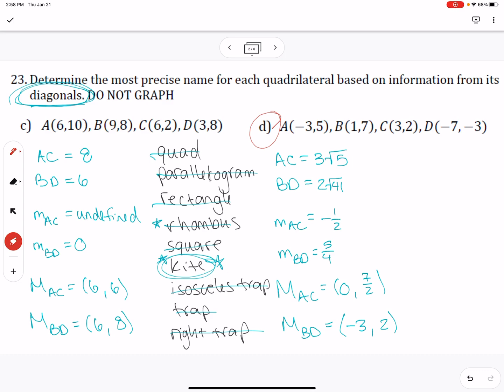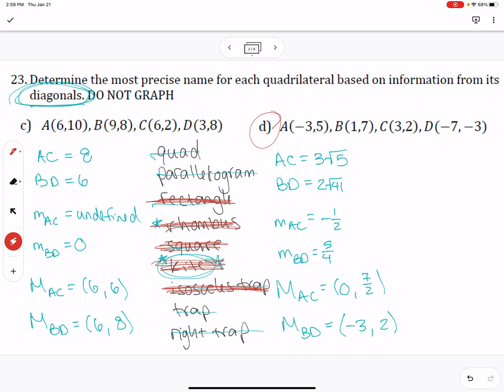Yeah, that's correct. So since these are not the same, that allows us to get rid of rectangle, square, and isosceles trapezoid again, because in those the diagonals have to be the same. Now looking at the slopes, they have no relationship to each other. They're not opposite reciprocals, they're just kind of one's positive, one's negative. But since they're not opposite reciprocals, we can eliminate a rhombus and a kite, because in those they have to be perpendicular, and this is telling us that they are not perpendicular.